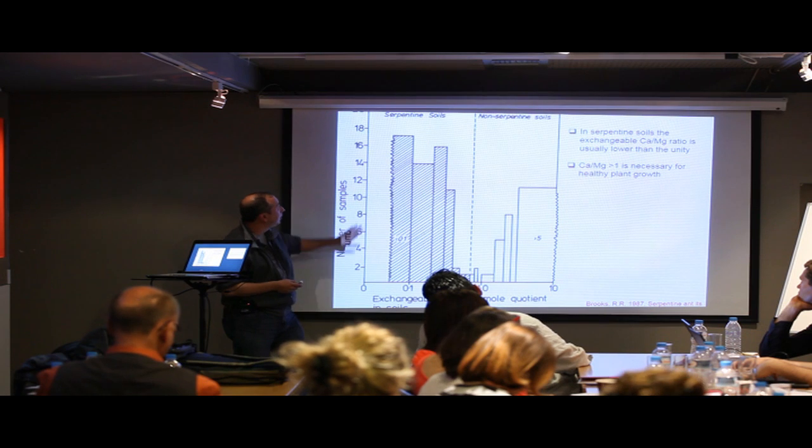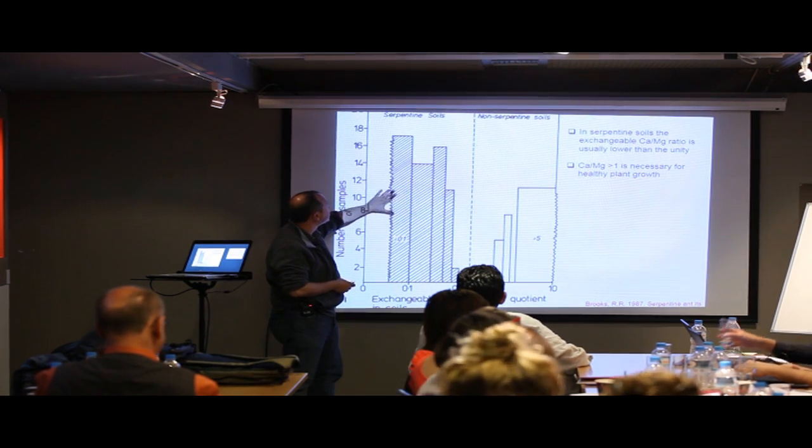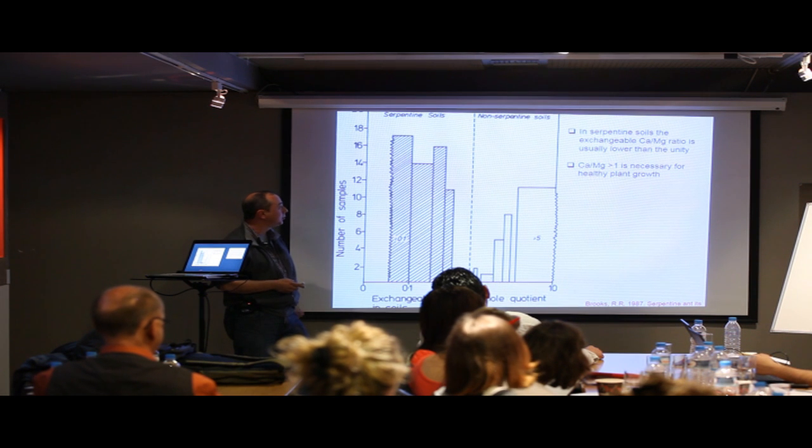Here we can see a figure. These are the calcium to magnesium ratios in serpentine soil, and here is this ratio in non-serpentine soils. We can see that the ratio in serpentine soil is very frequently lower than unity, lower than 1, while in non-serpentine soils this ratio is above 1 and mainly above 5. So this is a very obvious differentiation in the chemical properties between serpentine and non-serpentine soils.